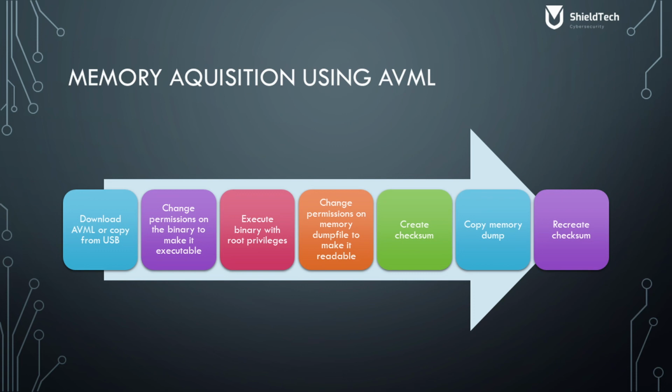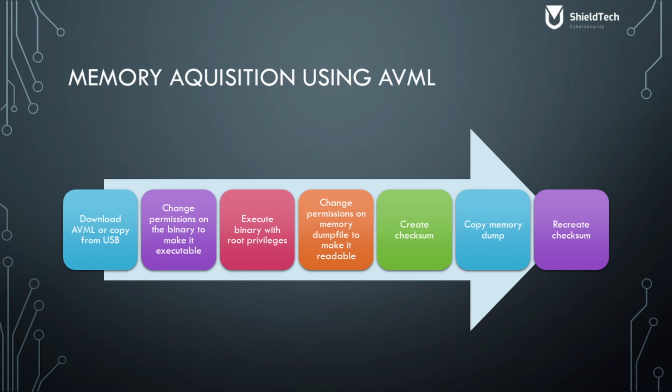The process of gathering evidence using AVML is described in this slide. First, we need to download AVML to the system we want to secure memory from. Optionally, we can transfer it using a USB thumb drive. Once we have the tool on the system we want to secure memory from, we need to ensure that the user has permissions to execute the application. Once we have changed permissions, we will execute the binary with root privileges.